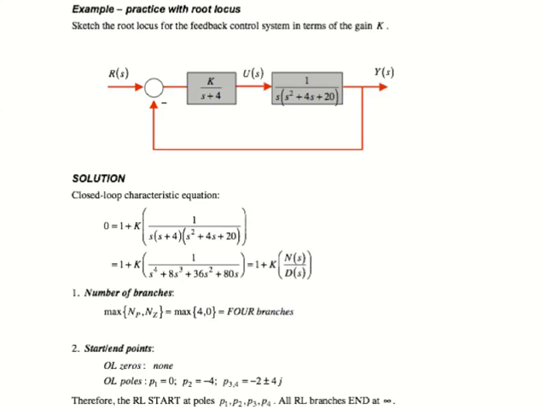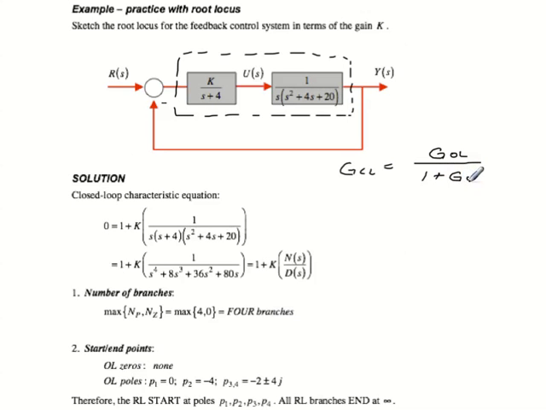In this example, we have a feedback loop where we have an open loop transfer function, which is given by the product of these two here. And recall that the closed loop transfer function, GCL, is always written as the open loop divided by 1 plus GOL. So with GOL written here as K times a numerator n, which is just 1, and D is that fourth order polynomial here. And again, what we want to do is find out where the poles of the transfer function move as we change the gain K.